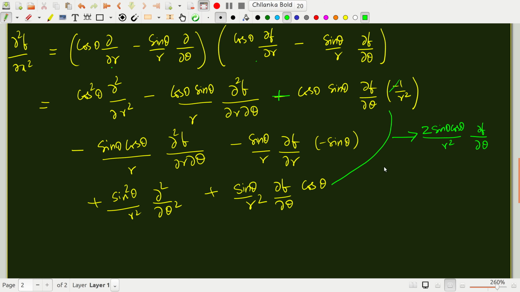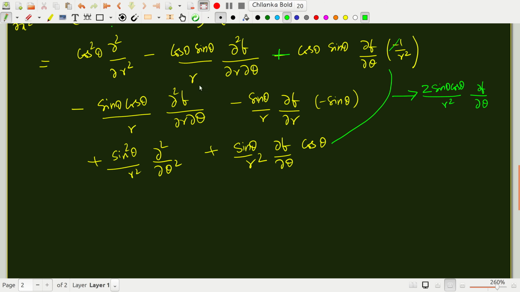Now, the next thing that you will see is that these two terms are also identical. So, you will pick up a minus 2 cos theta sin theta by r partial squared f by partial r partial theta. So, we are done with, let me just cross out terms that we are done with. We are done with this term, we are done with this term, we are done with this term, we are done with this term, and we are left with only, let me just write it.